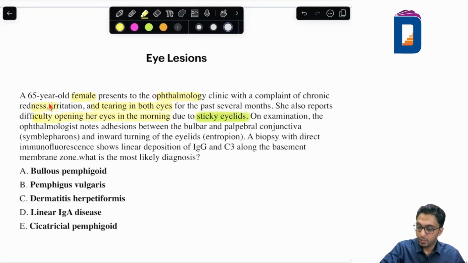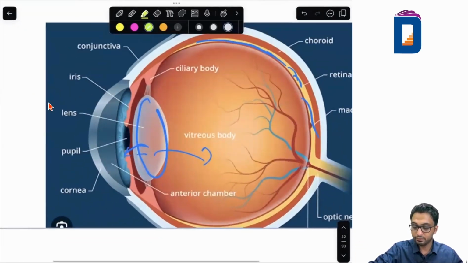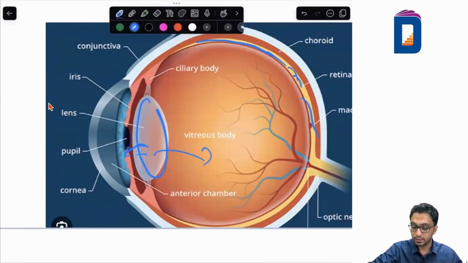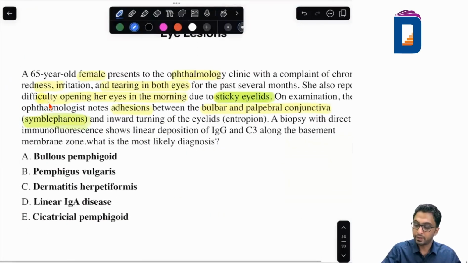Let's leave it. On examination, the ophthalmologist finds adhesion between bulbar and palpebral conjunctiva, known as symblepharon. Bulbar and palpebral conjunctivas are joined, the two conjunctivas. This is the one in this area. This conjunctiva is called the bulbar conjunctiva. This is your palpebral conjunctiva. So these two are joined, and the patient cannot open the eyes if they have this problem.